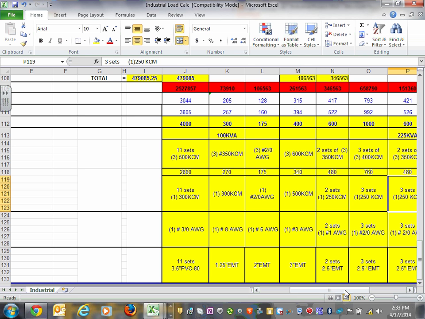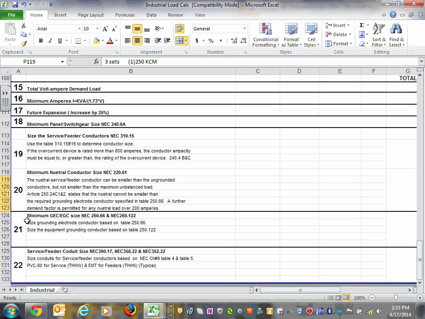So we size the neutral, and we size the 3-phase and neutral. These are panels. Now the second thing, ask yourself, guys: are we pulling? You need to size the grounding electrode conductor or the equipment grounding conductor, depending upon whether you are at the service or downstream.